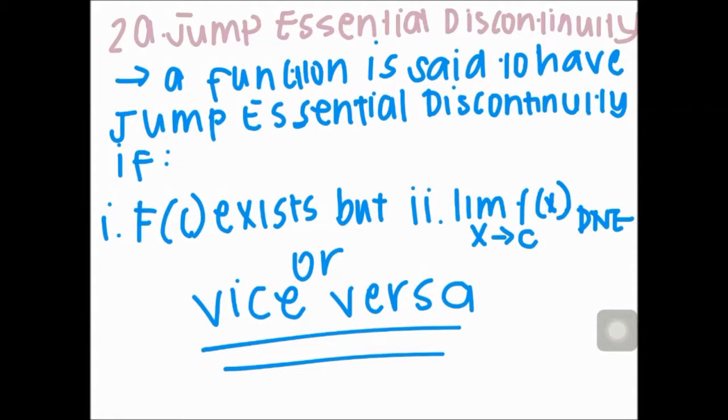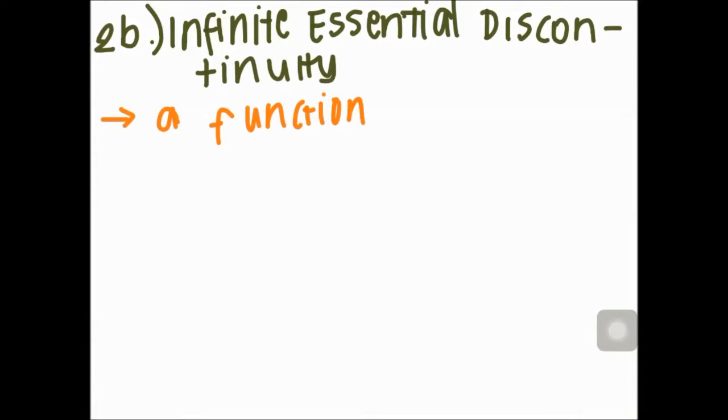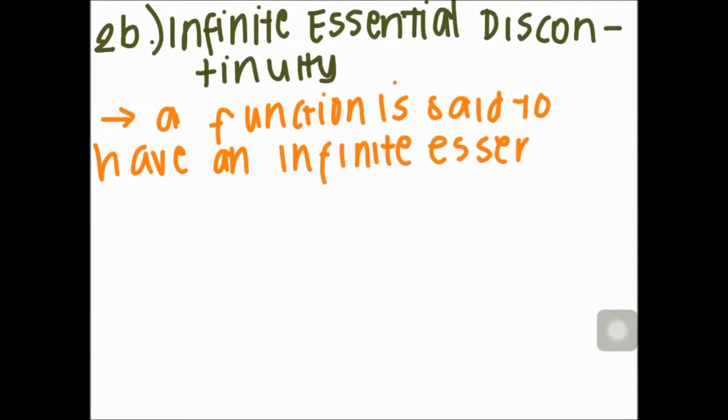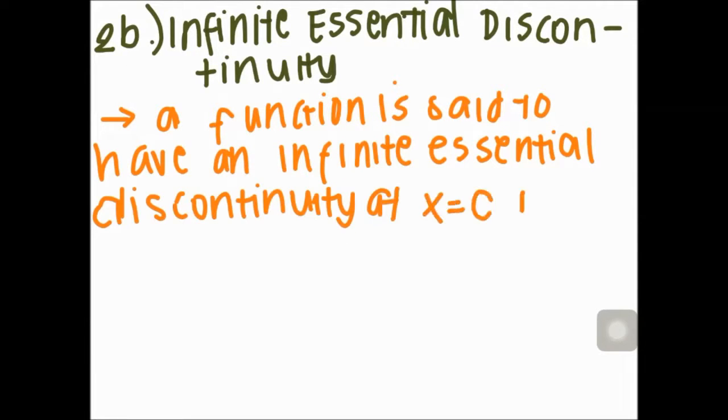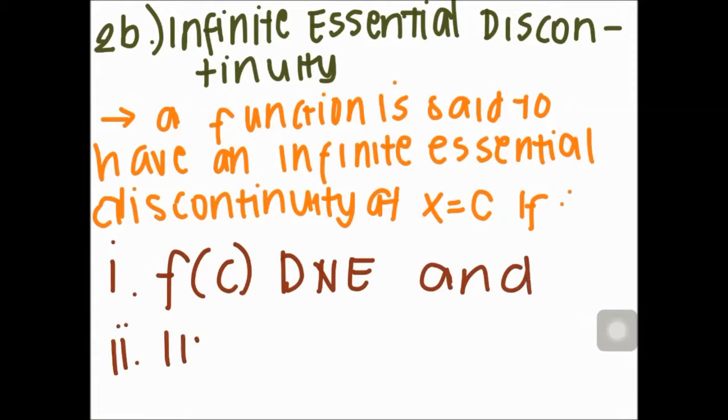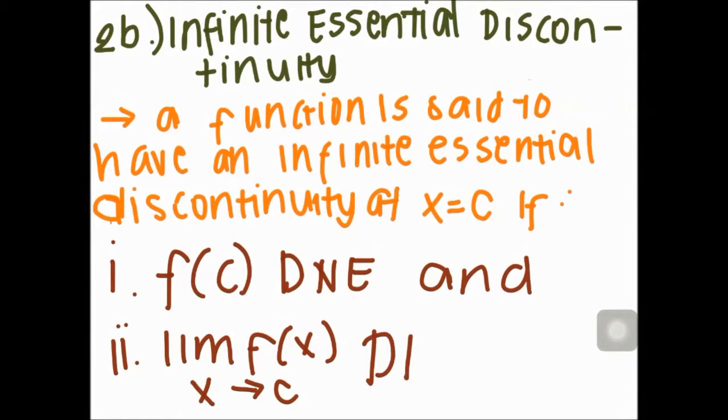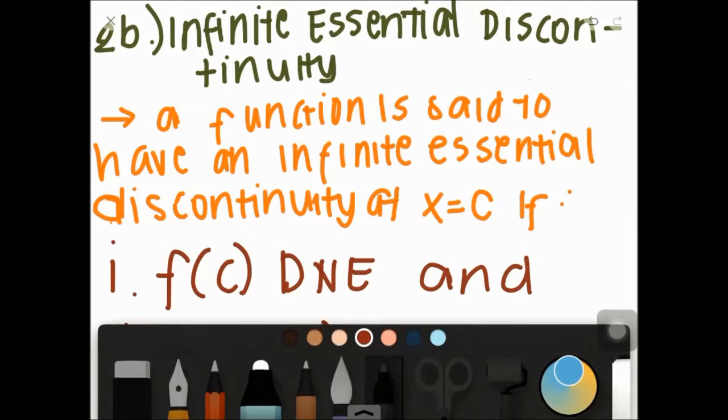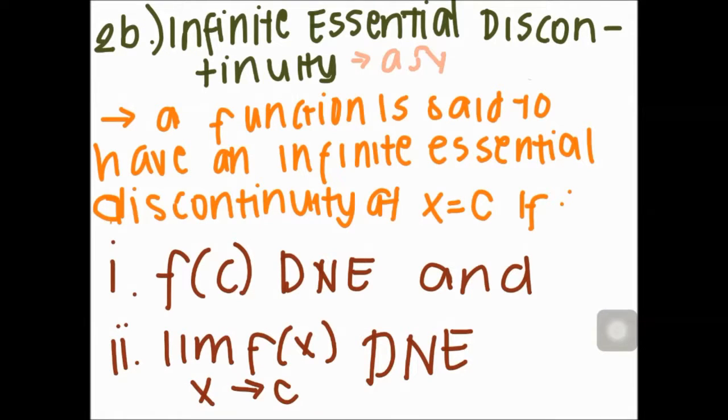Next, for infinite essential discontinuity, a function is said to have discontinuity at x equals c if f of c and the limit of f of x as x approaches c do not exist. It is also said to be asymptotic or to contain asymptotes.